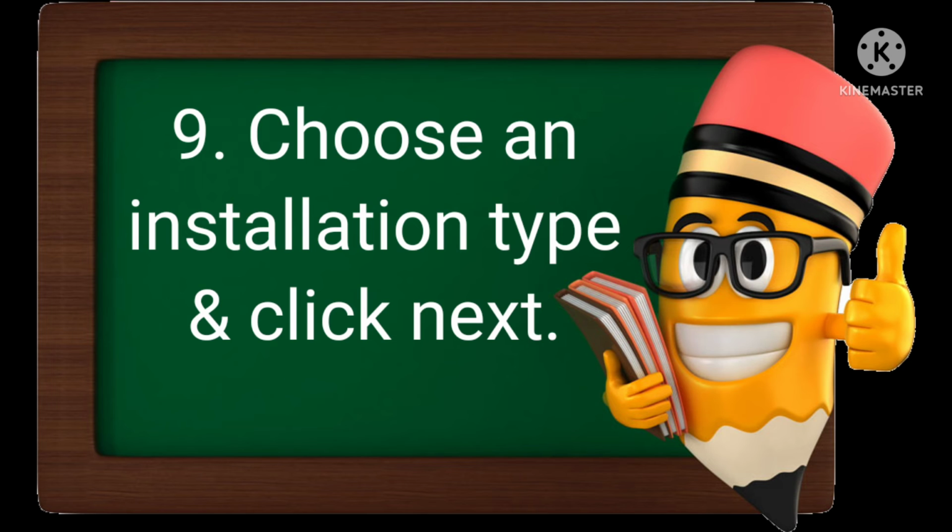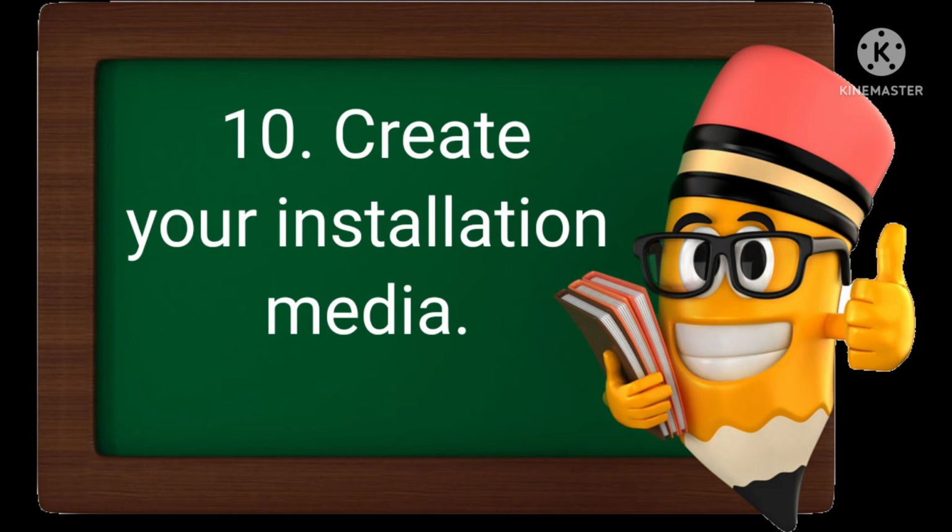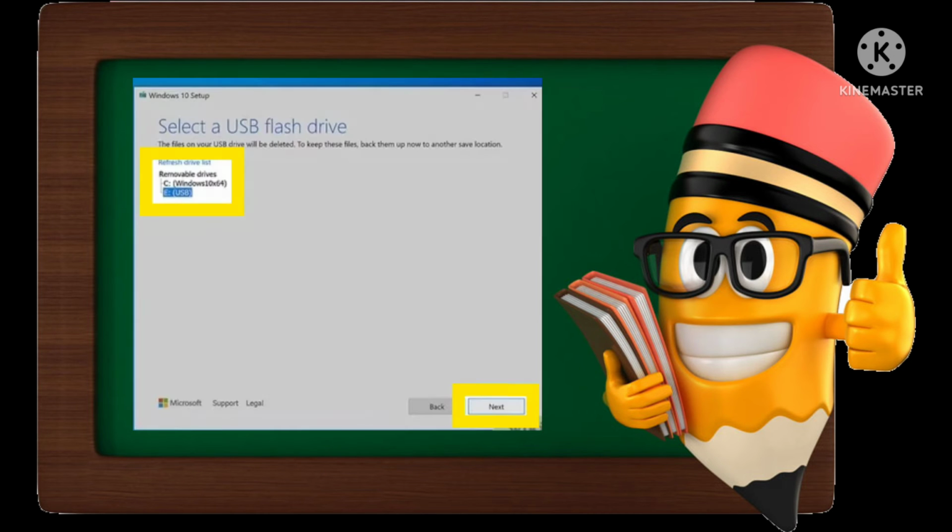An ISO file is a type of file that can be burned to a DVD, so choose that option if you plan to create a DVD. Otherwise, choose the USB flash drive option. Then create your installation media. The steps are a little different depending on what you're doing. So if you're using a flash drive, select your flash drive from the list and click Next and wait for the installation files to install. When the process is complete, click Finish.